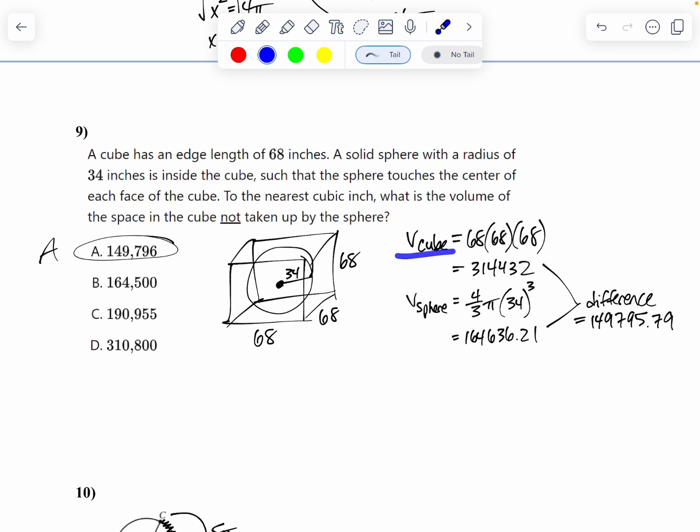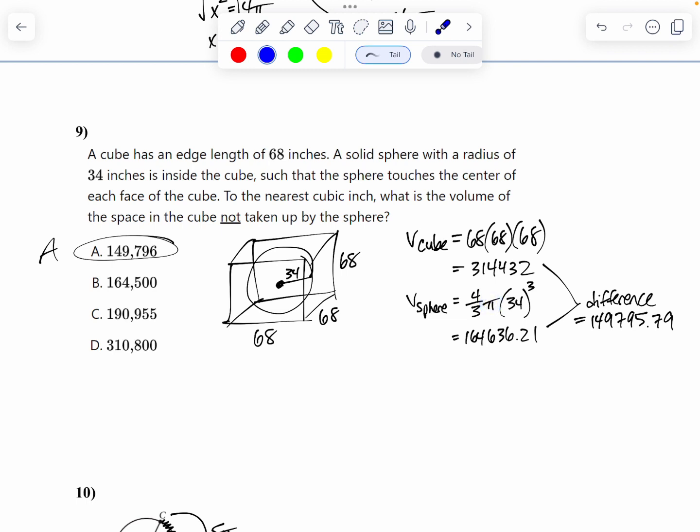So for a cube, we have length times width times height. So I plugged in all the 68s. I got this number. Great. Simple with a calculator. No big deal. For the sphere, I'm using the formula from the formula sheet, and the radius is 34. So I plugged in 34. You can type this entire thing, including the pi button in your calculator, or you can use 3.14 for pi.